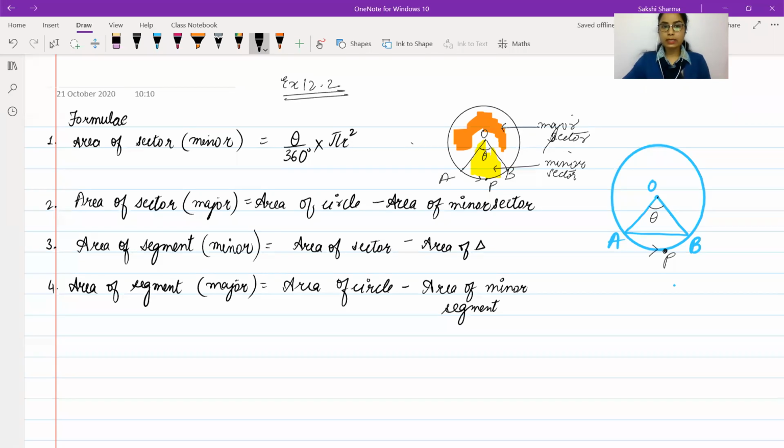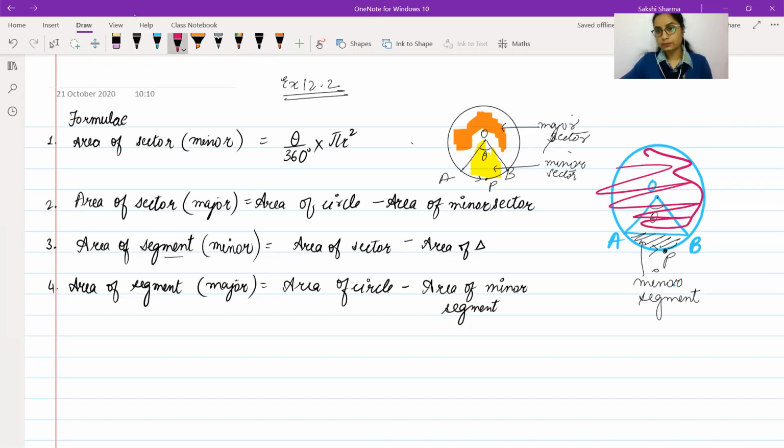Now finding out the area of the segment. The area of the segment is this portion. This is the minor segment. And if I had to highlight the major segment, it would be this one. I'm not going to do it because it will just cover everything else. Fine. If you want, you can do it in pencil in your notebooks. This is the major segment.